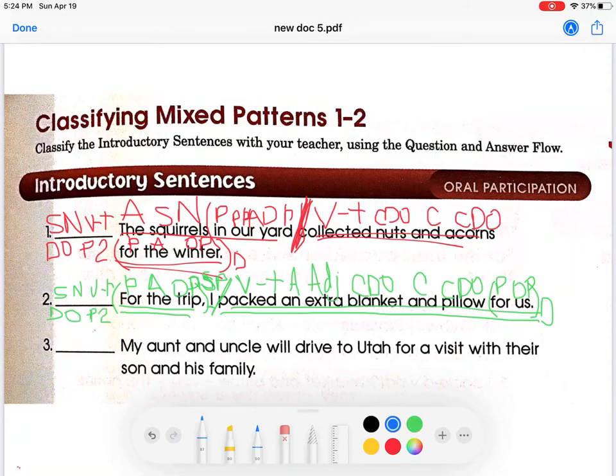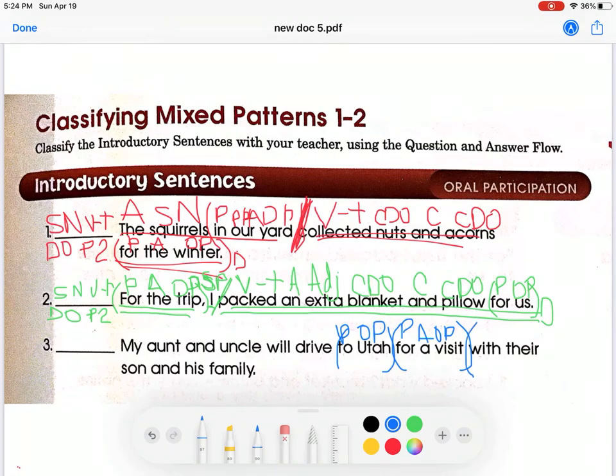Okay, all right, last one. My aunt and uncle will drive to Utah for a visit with their son and his family. Okay, so we have to Utah, prepositional phrase. To what? To Utah. For is another preposition. For a what? For a visit. Object of the preposition. Article adjective.